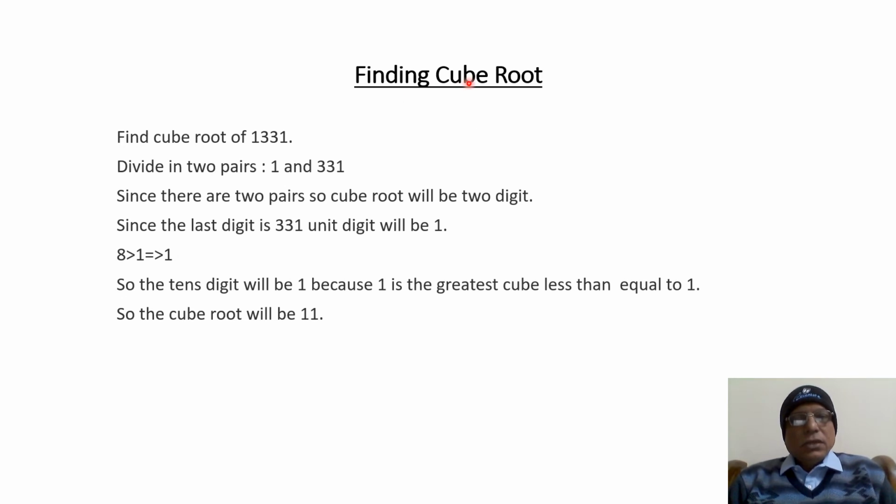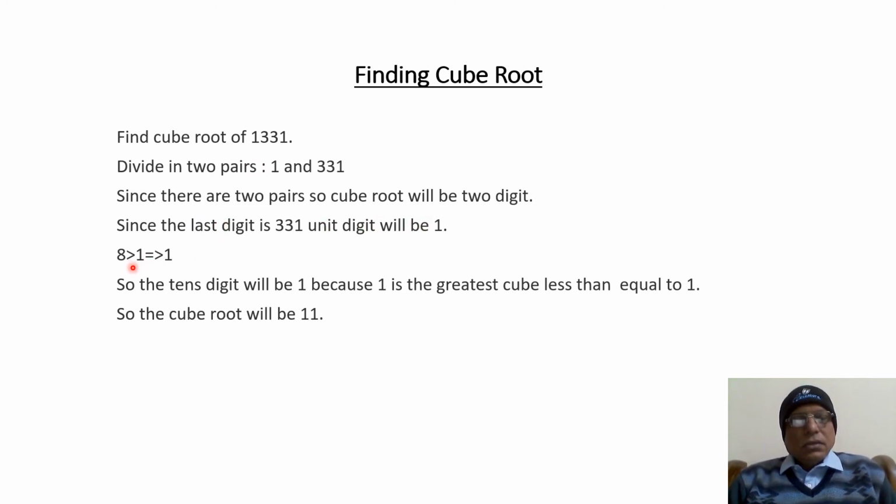So let us see how we can find the cube root using the method described in the previous slide. Find the cube root of 1331. We divide it into two groups, 1 and 331. Since there are two groups, the cube root will be of 2 digits. And since the last digit in 331 is 1, the unit digit of the cube root will be 1. We have already seen that if the cube ends in 1, then the cube root will also end in 1. So we get the unit digit as 1.